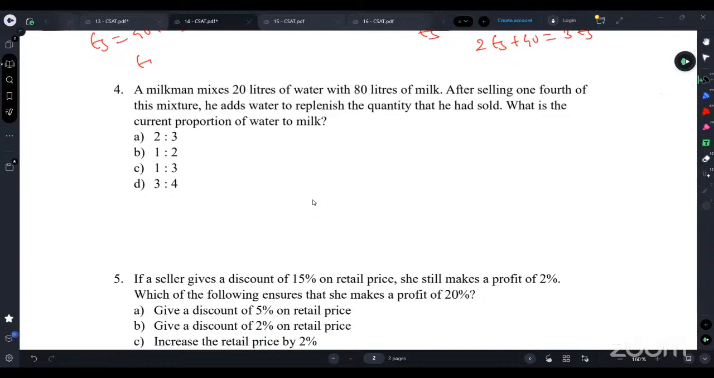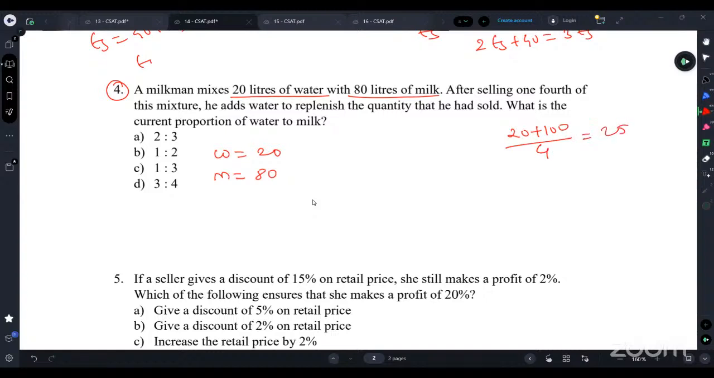Now let's see this fourth question, guys. A milkman mixes 20 liters of water with 80 liters of milk. So basically, initially, you have water as 20 liters and milk as 80 liters, right? So totally 100 liters you have. After selling one fourth of this mixture, so 100, right? 20 plus 80 is 100, and if you take one fourth of this, you have 25 liters, right?